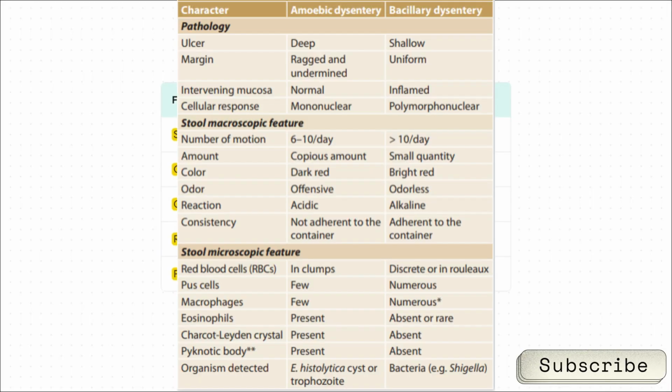Okay, listen up, because this table right here is pure exam gold. They love to ask you to differentiate amoebic dysentery from bacillary dysentery, like the one caused by Shigella. So let's break it down. Amoebic stool, it's copious, a lot of it dark red and smells really offensive with only a few pus cells. Bacillary is the total opposite. Small amounts, bright red blood, it's odorless, and it's absolutely packed with pus cells. You have to know this table.